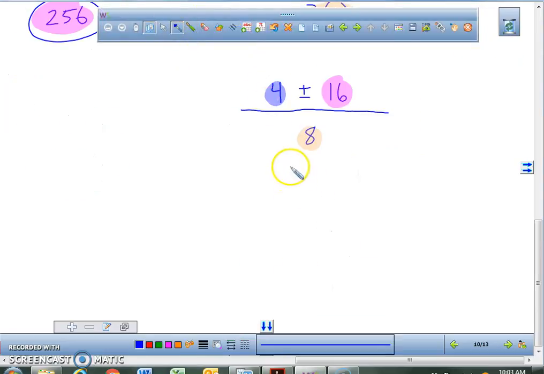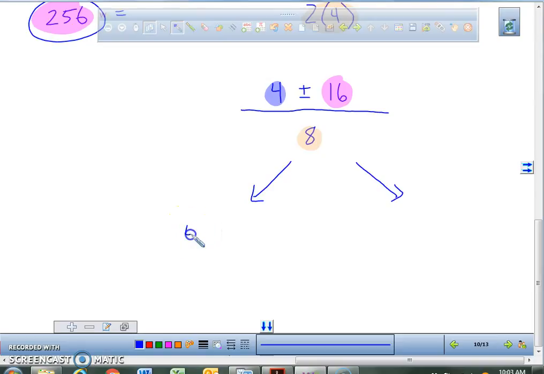Now, what we're about to do next is we're going to separate it into 2 independent equations that you need to solve. 4 plus 16 over 8. The next thing I want you to do is 4 minus 16 over 8.